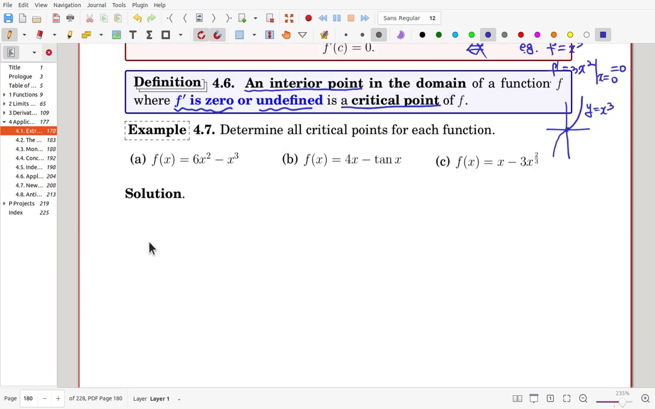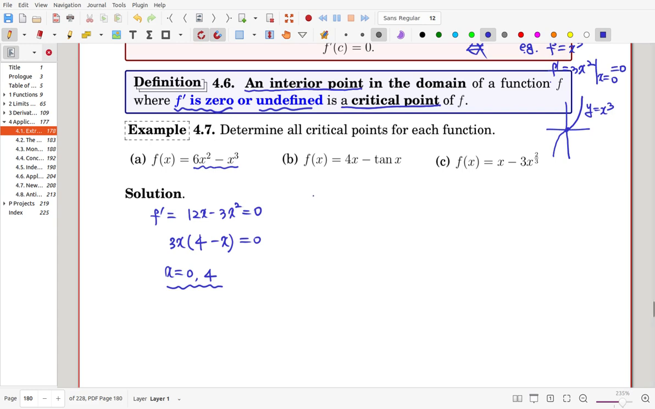Let's try to find the critical points for each function. This is differentiable, so if the derivative is 0, then that is a critical point. That is 12x minus 3x squared. Once we set it to 0, 3x comes out, and 4 minus x, right? So x equals 0 and 4 are critical points. Basically, when you are making a graph for the function, at 0 and 4, the slope will be 0.